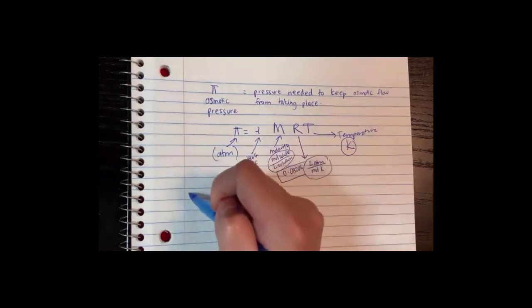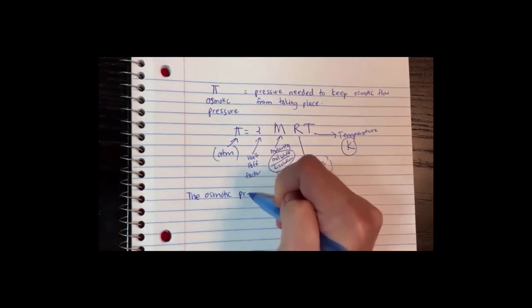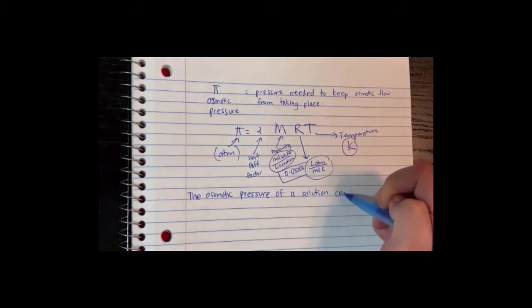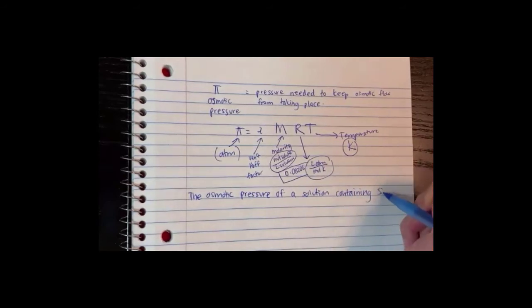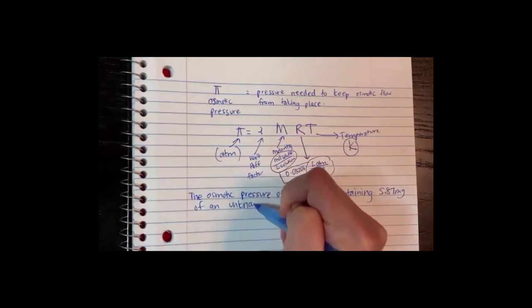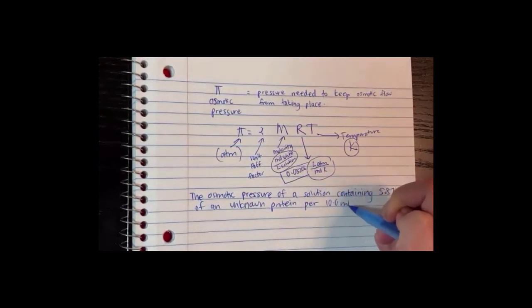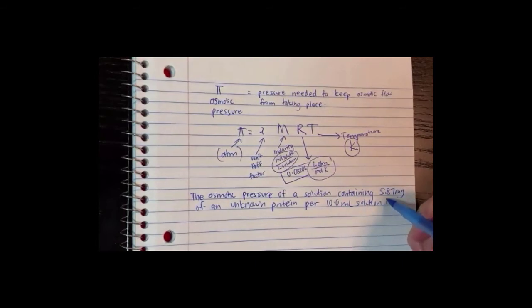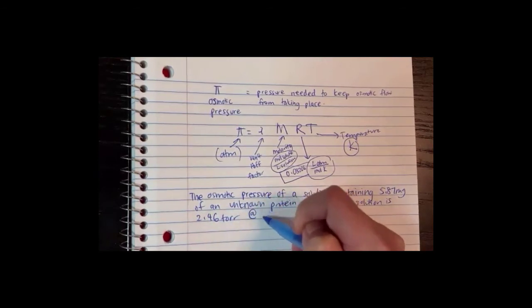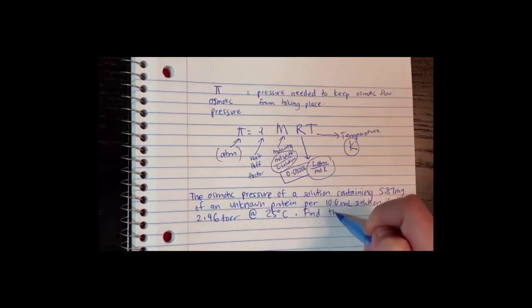So let me give you a question here. It says the osmotic pressure of a solution containing 5.87 milligrams of an unknown protein per 10 mils solution is 2.46 torr at 25 degrees Celsius. Find the molar mass of the protein.